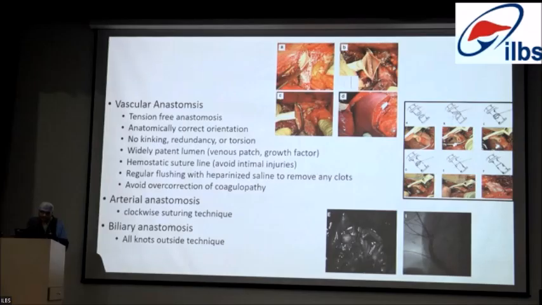For the arterial anastomosis, we do a clockwise suturing technique. We start from one end and put intima to intima approximation, always taking the needle bite from the inside, meticulously avoiding intimal injuries, and we should not tie too tight, to avoid narrowing of the arterial lumen. Biliary anastomosis is also done with an outside-in technique with mucosal approximation and watertight closure.